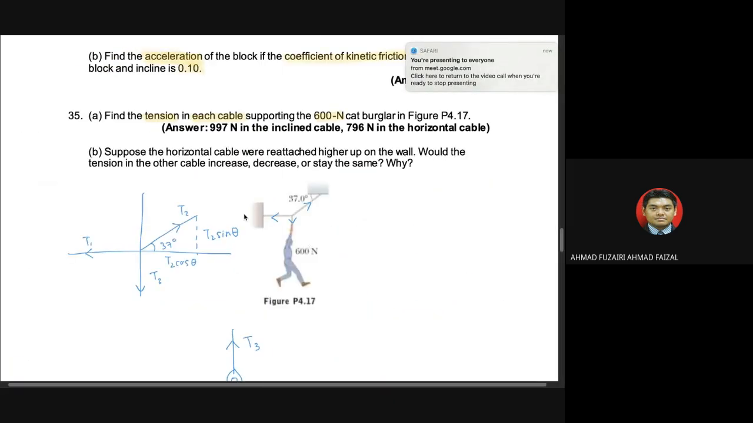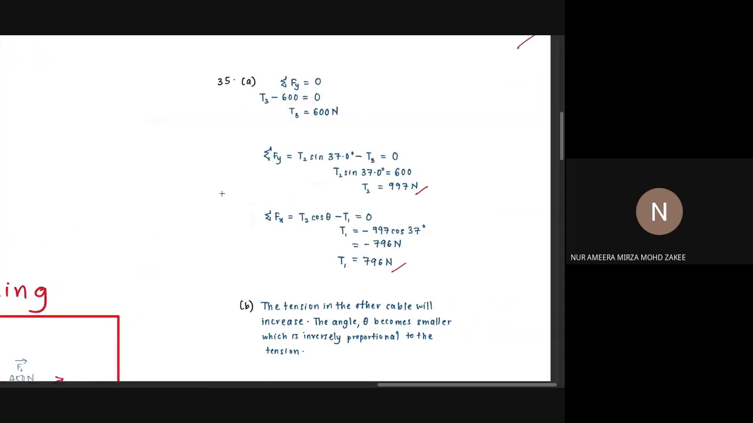Okay, so number 35. Find the tension in each cable supporting the 600 Newton cat burglar. So this is my free body diagram. I represent this as T1 and this one as T2 and this one here as T3. So for T3, the summation of Fy equals 0. So T3 minus 600 equals 0. Then T3 equals 600 Newton.